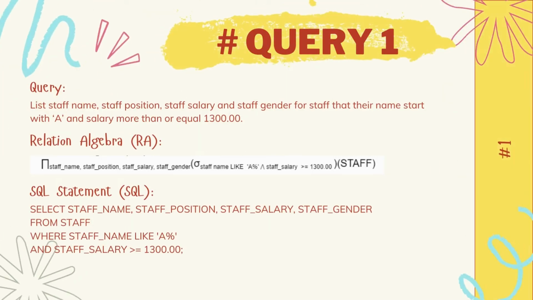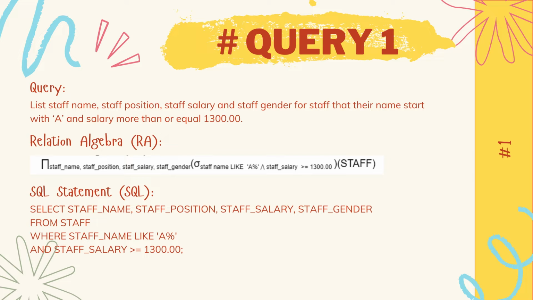Query 1 is to list staff name, staff position, staff salary and staff gender for staff whose name starts with A and salary is more than or equal to 1,300. And the relational algebra and SQL statement.